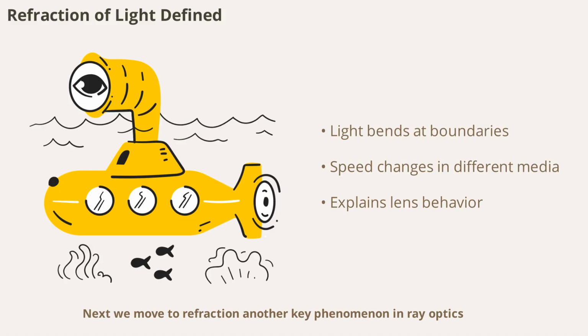Next, we move to refraction, another key phenomenon in ray optics. Refraction occurs when light passes from one transparent medium to another, such as from air into water. As it crosses the boundary, the light ray bends due to change in its speed. This bending effect is why a straw appears bent when placed in a glass of water. Refraction is essential for understanding lenses, prisms, and even the way our eyes focus light to form images.